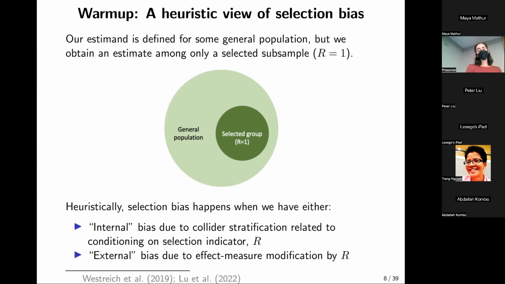The other potential source of selection bias is what we might call external bias. One example of this is effect measure modification by the selection indicator. So what does that mean? It could be an issue of generalization, basically. There's something different about the people who are in the selected group.